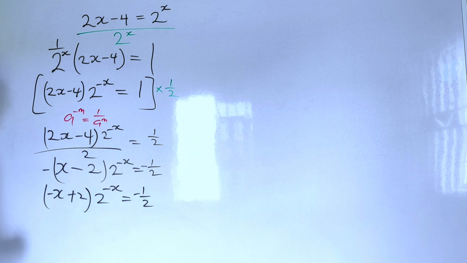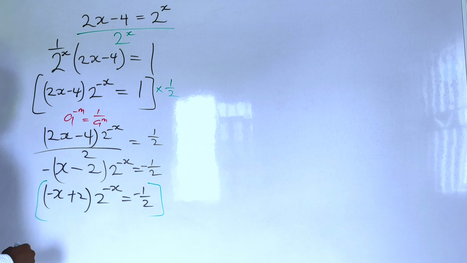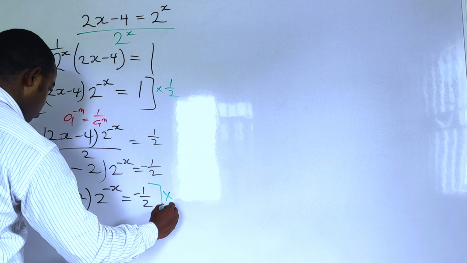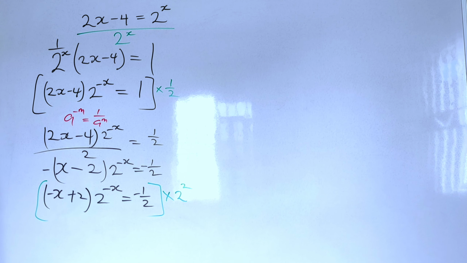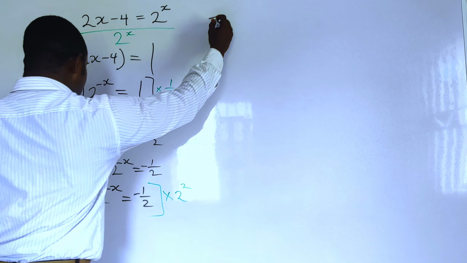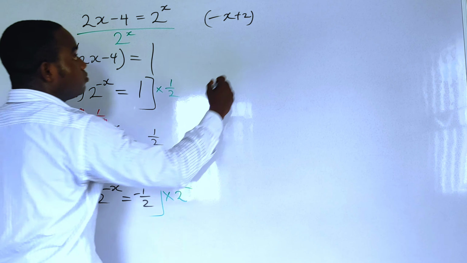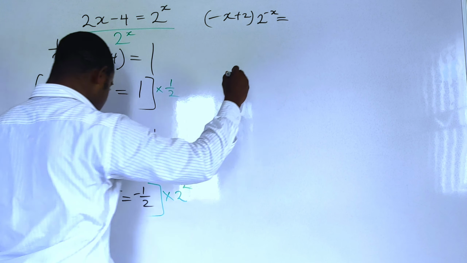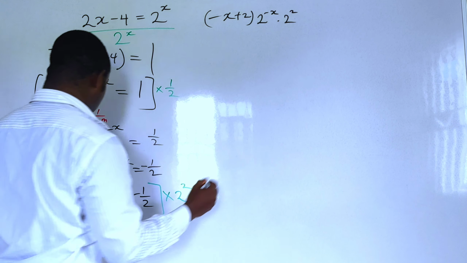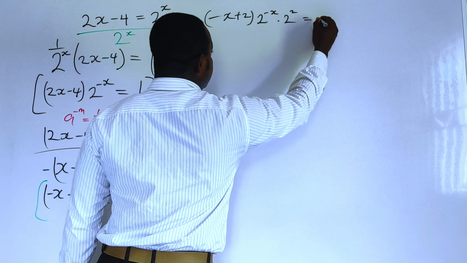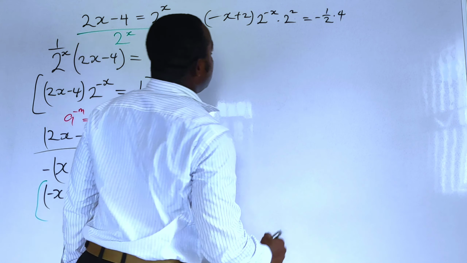Now we also have plus 2 there. How do we get plus 2 up there? If we multiply both sides by 2 raised to the power 2, you will notice that the law of indices will allow us to add up the power for 2, right? And that is why we have negative x plus 2, and multiplied by 2 to the negative x, we're going to multiply that by 2 raised to the power 2, and all of that is equal to 1 divided by 2 and multiplied by 2 raised to the power 2. 2 raised to the power 2 is 4, so let me put down 4 there.